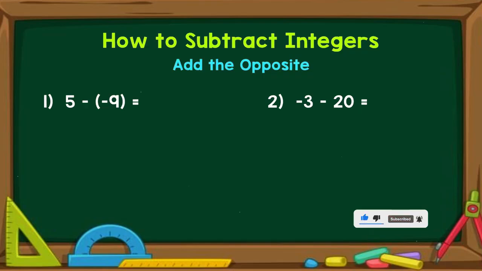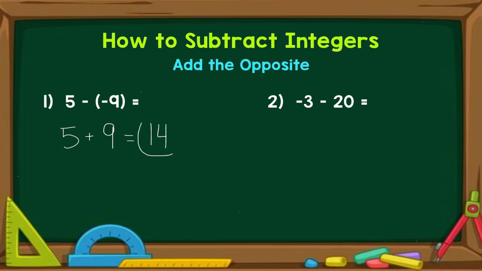And then we take the opposite of the number we are subtracting. So this gives us an equivalent problem, and we are able to use this strategy. So we have 5, and then let's add the opposite of -9. The opposite of -9 is +9. So 5 plus 9, that gives us 14, a positive 14. And that's our final answer.